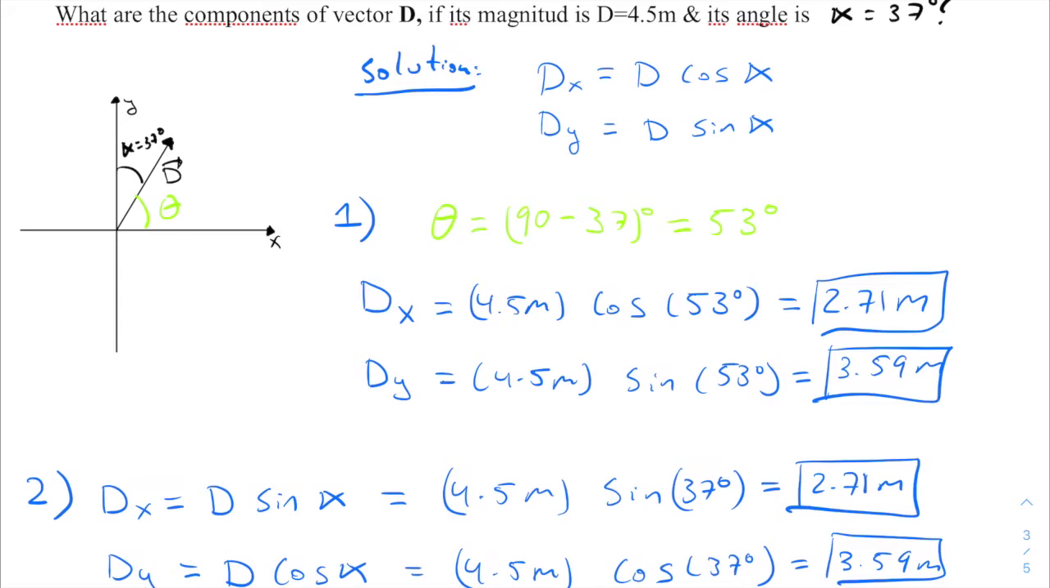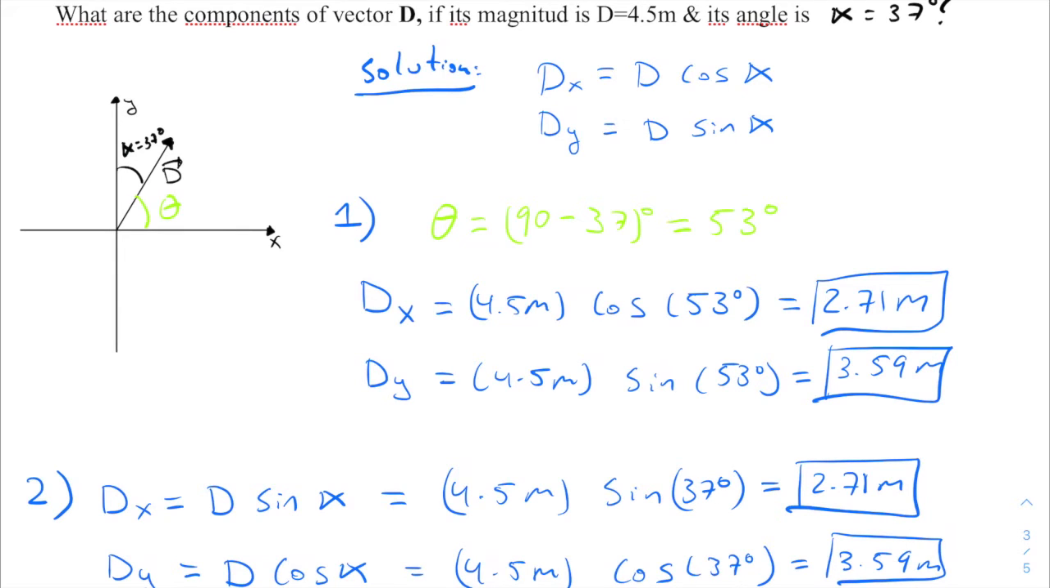Let's look now at an example. What are the components of vector D if its magnitude is D equals 4.5 meters and its angle is alpha equals 37 degrees? Okay, so looking at the image of this problem, we see that vector D is making an angle of 37 degrees with respect to the y-axis.